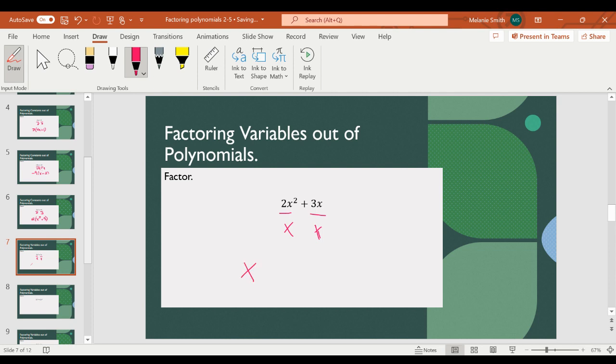So I'm going to pull an x to the outside of the parentheses. That leaves me 2x squared divided by x is 2x. And 3x divided by x is going to be plus 3.